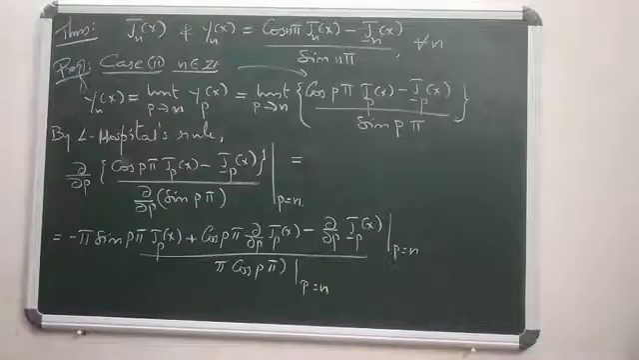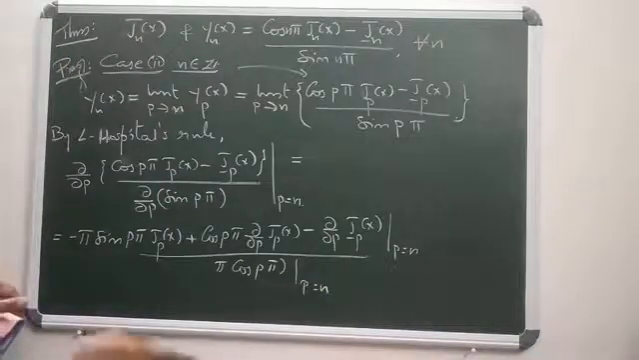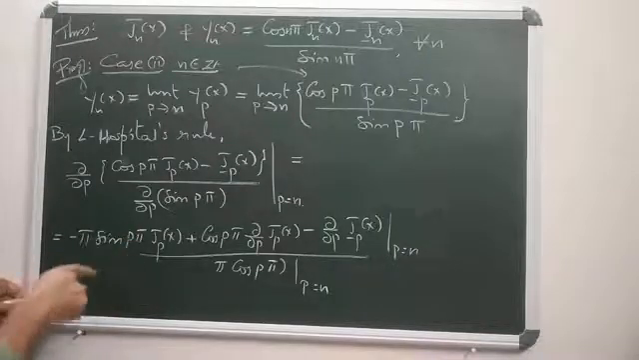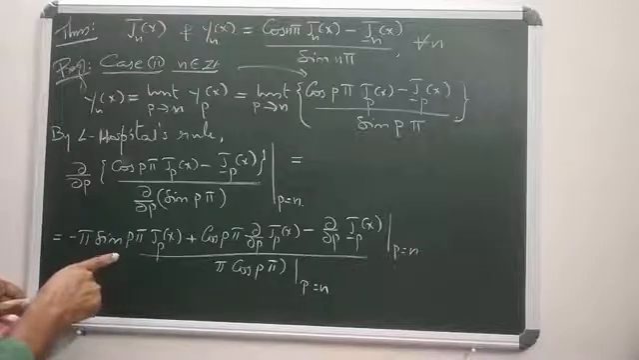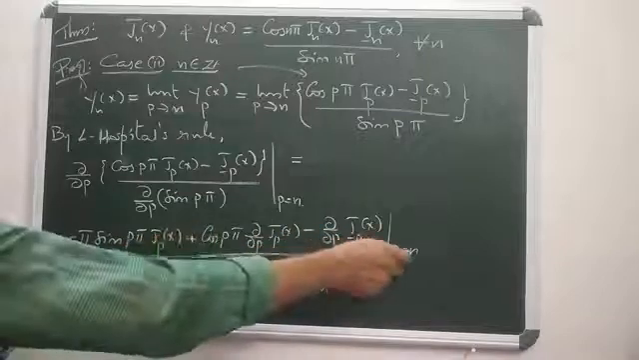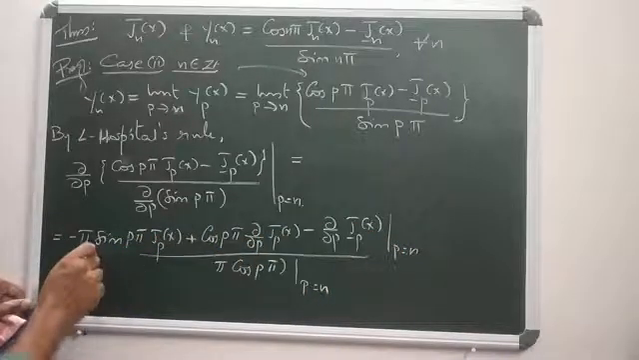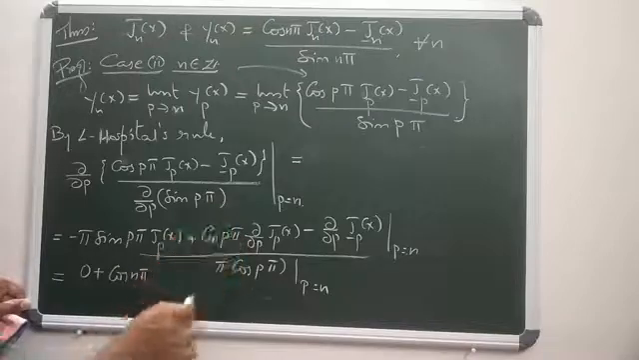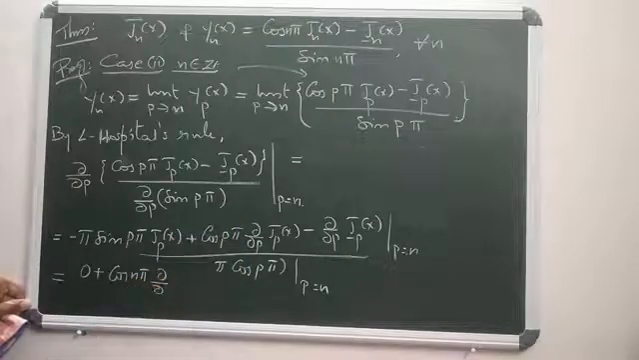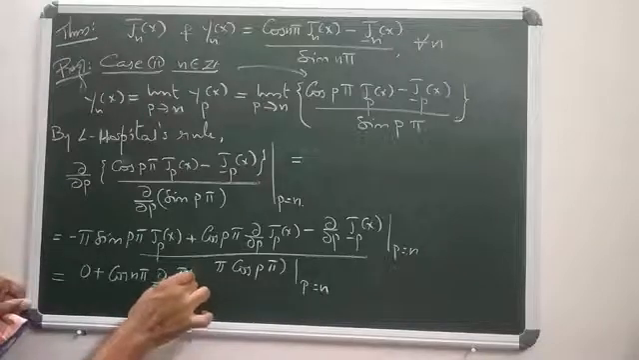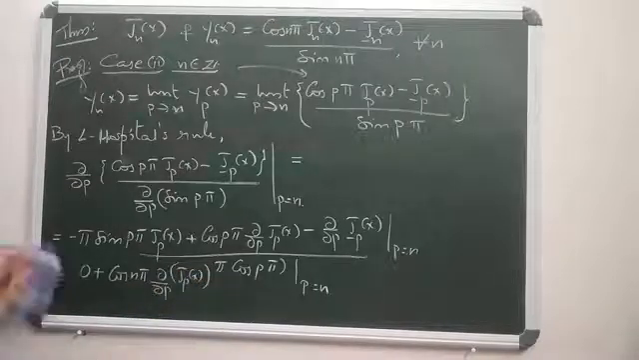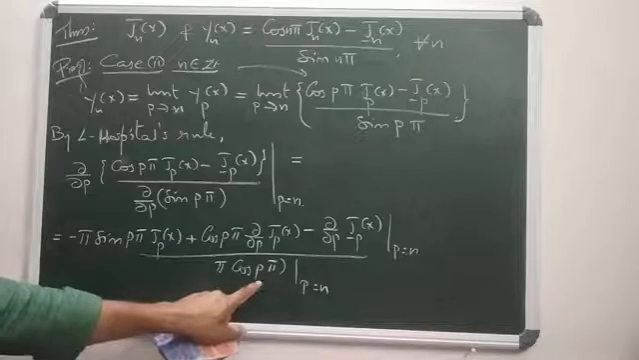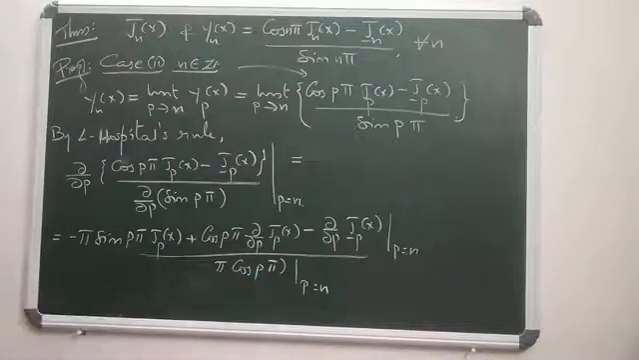So when p equals n, n is an integer, what do I get? The first term goes to 0. We know that when n is an integer, sin n pi goes to 0. When p equals n, the first term minus pi sin n pi is 0, plus cos n pi into del by del p of Jp(x) minus del by del p of J−p(x), all divided by pi into cos p pi, meaning cos n pi, which is minus 1 power n.